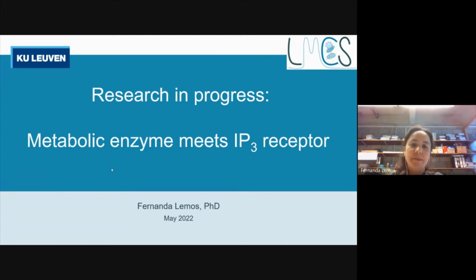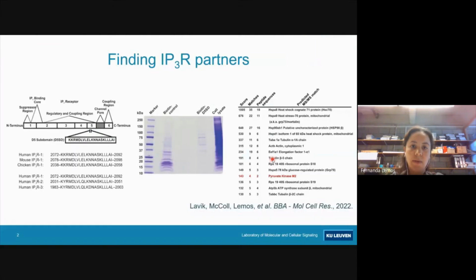So today I will present my research in progress. It's about the metabolic enzyme that we are studying, PKM2, that can interact with the IP3 receptor and modulate its functions. As you know, our group is really interested in finding and characterizing proteins that can interact with the IP3 receptor and change its activity.